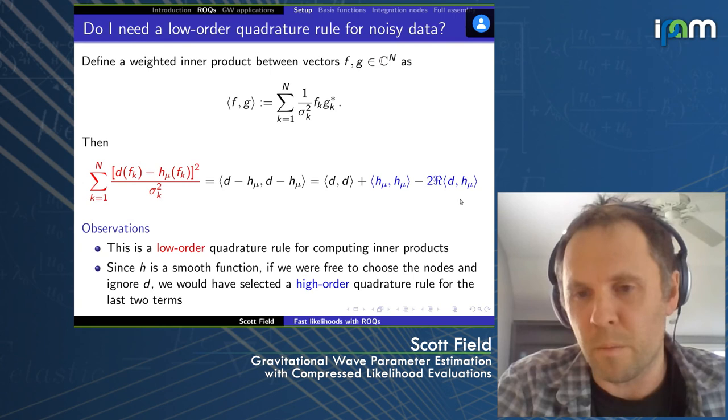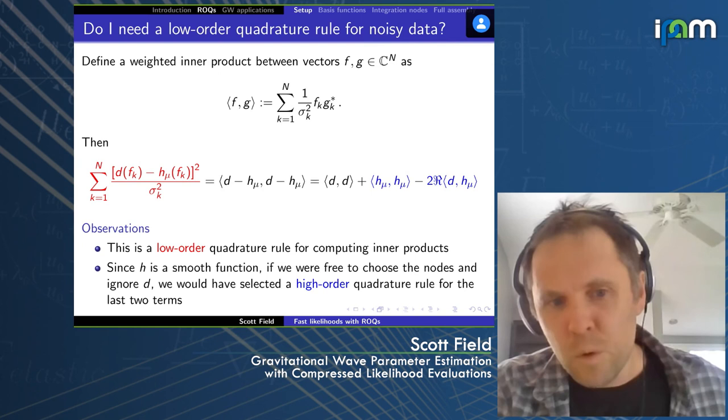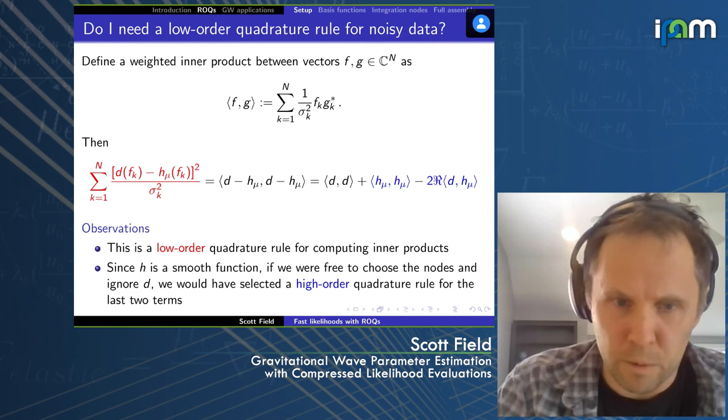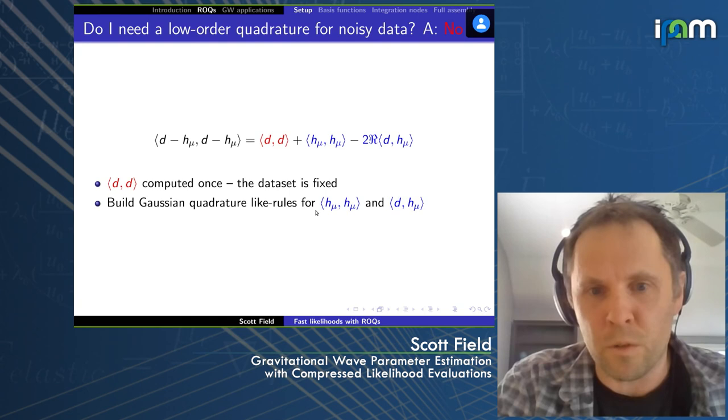The model, if it's smooth, which it typically is, in some sense has to be, we may have chosen a high-order Gaussian quadrature-like quadrature rule if we didn't know that there was data lurking around. So the remainder of this talk is to try to convince you we can build Gaussian quadrature-like quadrature rules for terms like these two that are smooth.